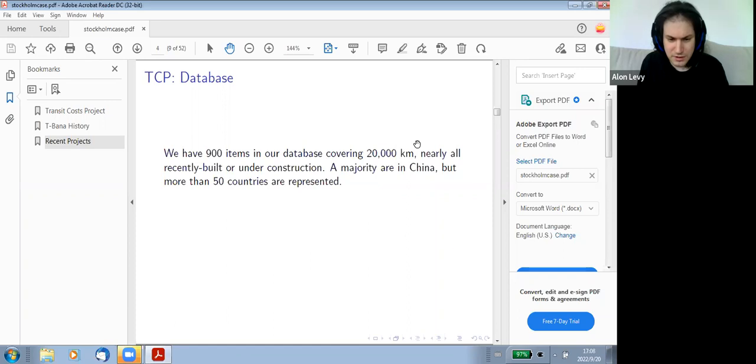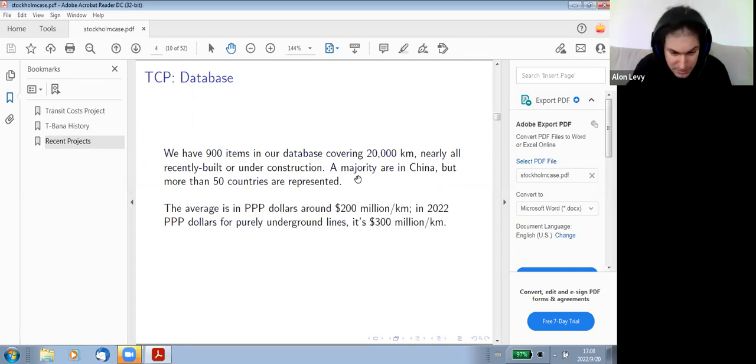So 50-something countries are represented in the database. I think it's 58 or 59 if you count Hong Kong and Taiwan as countries. When it comes to planning, Hong Kong and Taiwan are countries. Hong Kong, even today, is a country when it comes to planning. If you look at the way the MTR is built, it's very different from how it's done in the PRC proper.